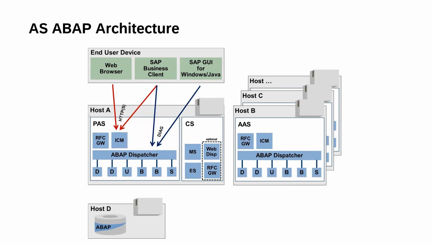So this is your primary application server. Within your primary application server, you have different processes. So which are the important processes? The first one which you have is your ABAP dispatcher. This is the ABAP dispatcher process.